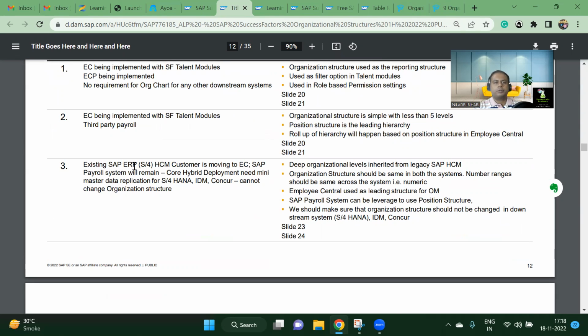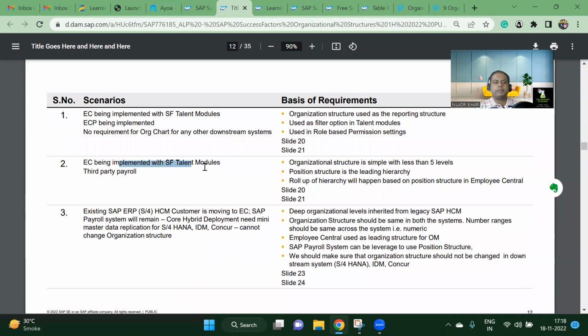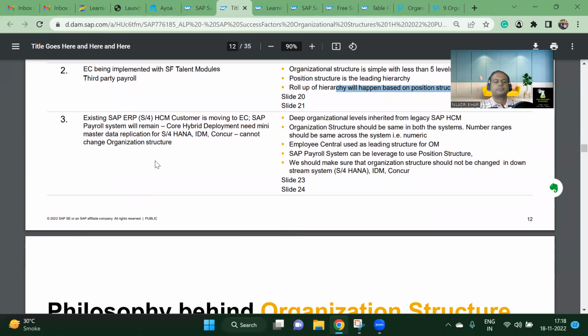Now, as I talked about, if your EC is being implemented with SAP talent modules and you're going for a third-party payroll, you are not utilizing SuccessFactors Employee Central Payroll, rather using some other third-party payroll. What is the requirement here? Basically, the org structure is simple with less than 5 levels, and position structure is leading the hierarchy. This is an important one. Roll-up of hierarchy will happen based on position structure in Employee Central. So the entire roll-up activity will be based on your position structure.